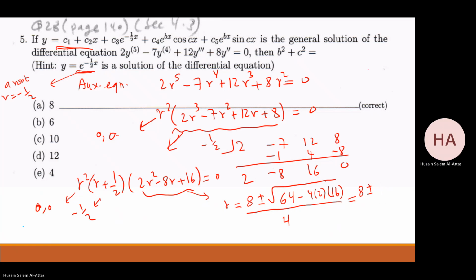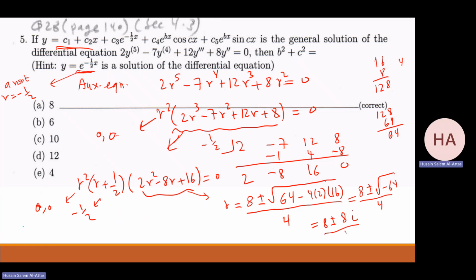You know what? 16 times 8 is what? Do it the way you like. 128. 128 minus 64. That will be 64. Wait, this one is the square root of minus 64 over 4, which is 8 plus or minus. What is the square root of minus 64? It is 8i over 4. So that will be 2 plus or minus 2i.